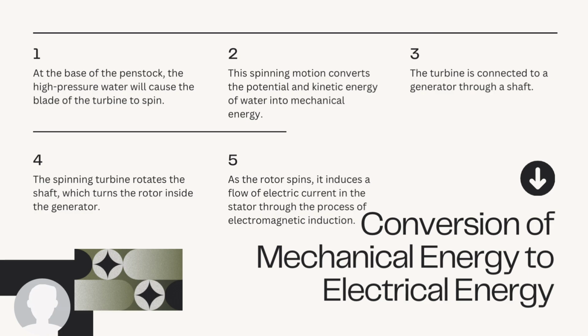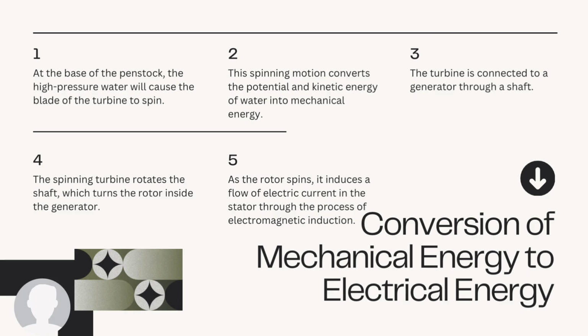The process begins with water stored at a height, which gives it potential energy. As water flows down through the penstock, its potential energy is converted into kinetic energy. The high pressure water spins the blades of a turbine, converting the kinetic energy into mechanical energy. Then, the turbine is connected to a generator via a shaft.